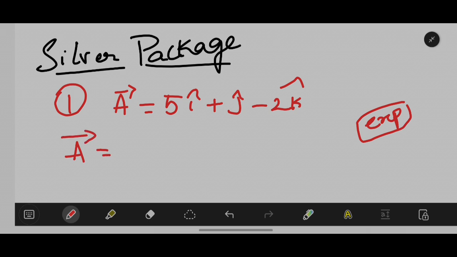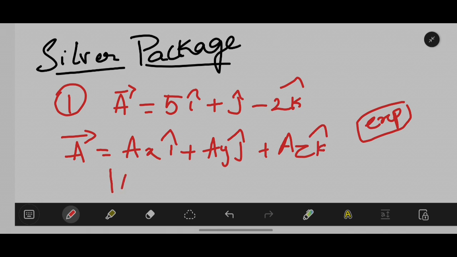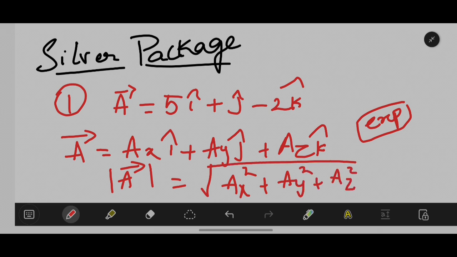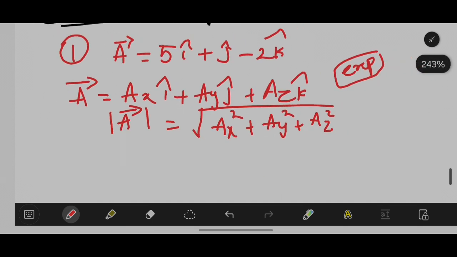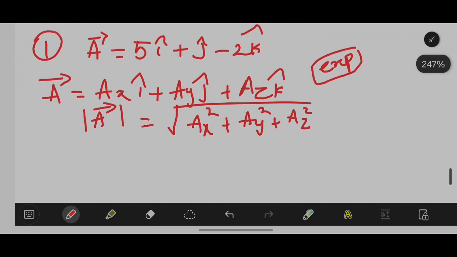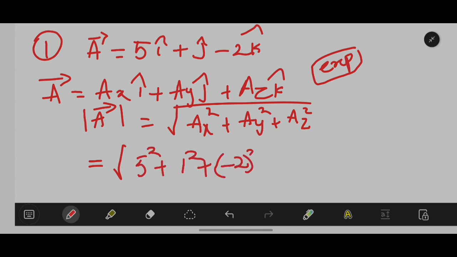Suppose A bar is given as AX i cap plus AY j cap plus AZ k cap, the magnitude of that particular vector is given as root of AX square plus AY square plus AZ square. So this is the formula. You have to remember this, right? So what I am supposed to do here now, I have to substitute these values here. That is root of 5 square plus 1 square plus minus 2 whole square.